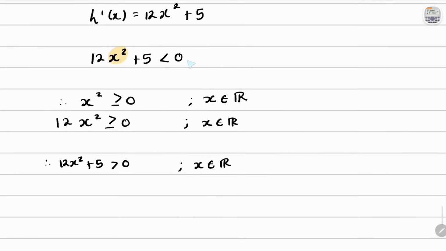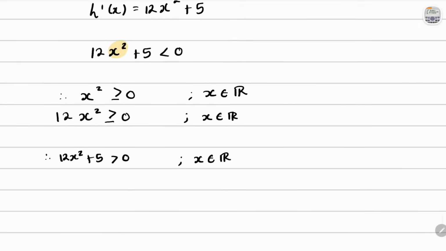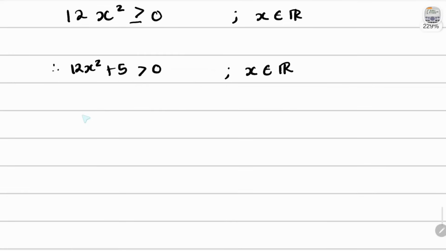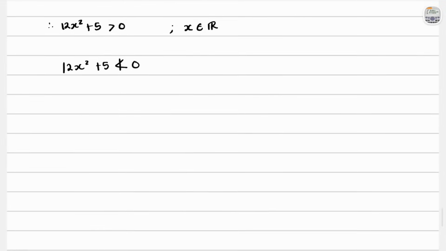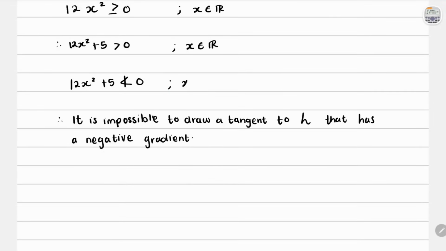So, can this expression ever be negative? No, that's impossible. So I can also just tell them that 12x squared plus 5 can never be less than 0. And so we can finally conclude that it is not possible. So it is impossible for a tangent to be drawn to a graph of h that has a negative gradient. And that is just our conclusion. Of course, this is also for all real values of x. So in conclusion, it is impossible to draw a tangent to h that has a negative gradient. And that is our answer.